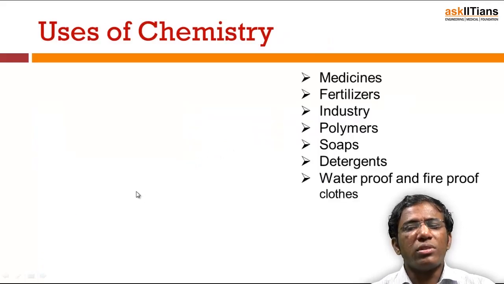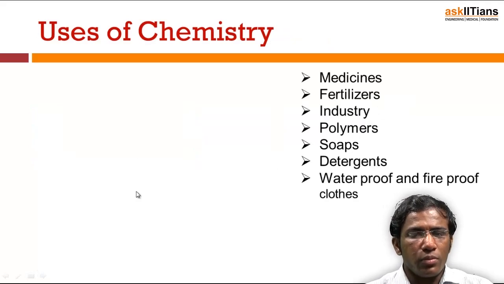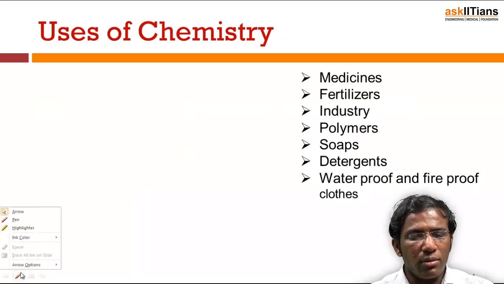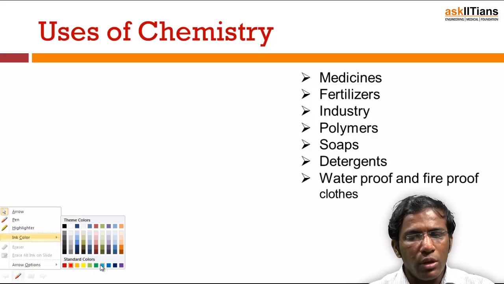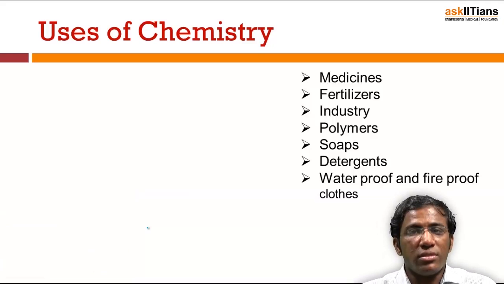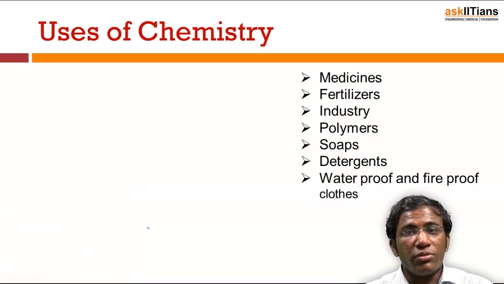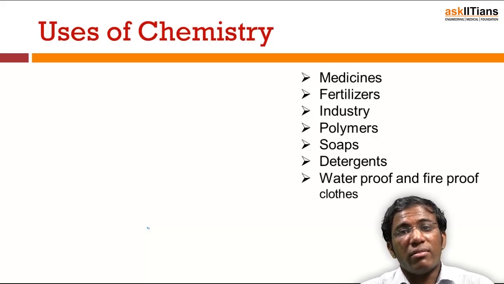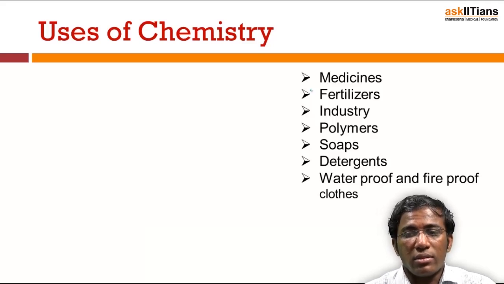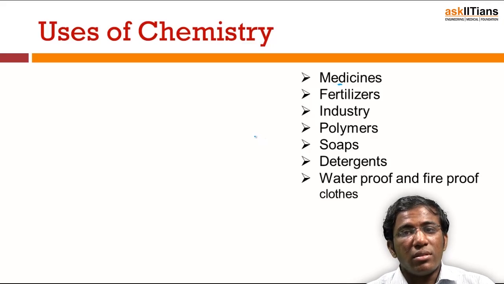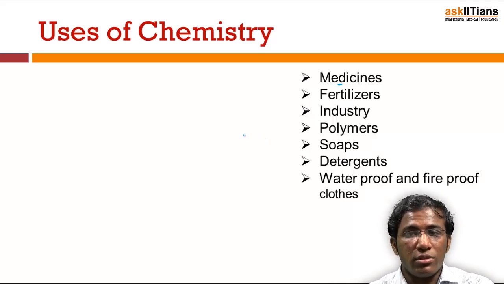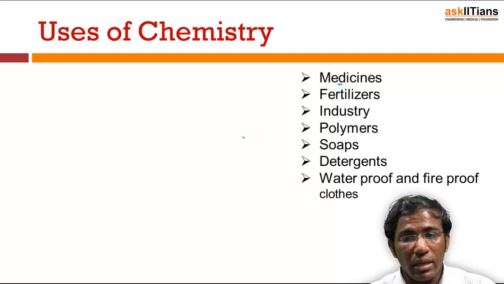Let's see what the uses of chemistry are, and what role chemistry plays in our life. Imagine life without medicines. If you got a stomachache, a headache, or a fever, and medicines are not available to you, then you'll suffer a lot, right? So chemistry plays a major role in the medicine industry. All medicines and pharmaceuticals are made up of chemicals.